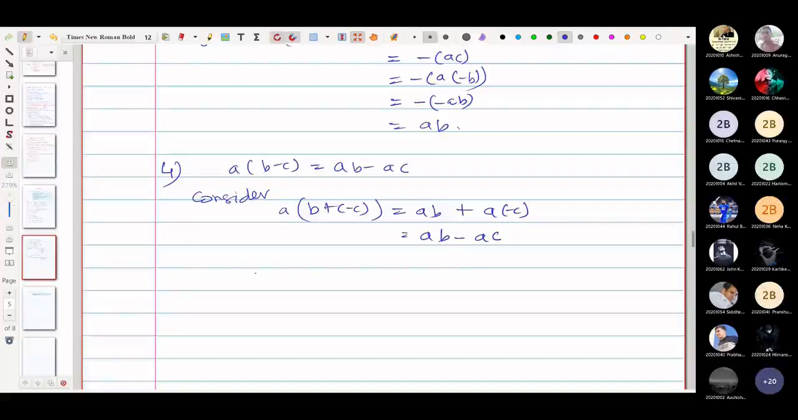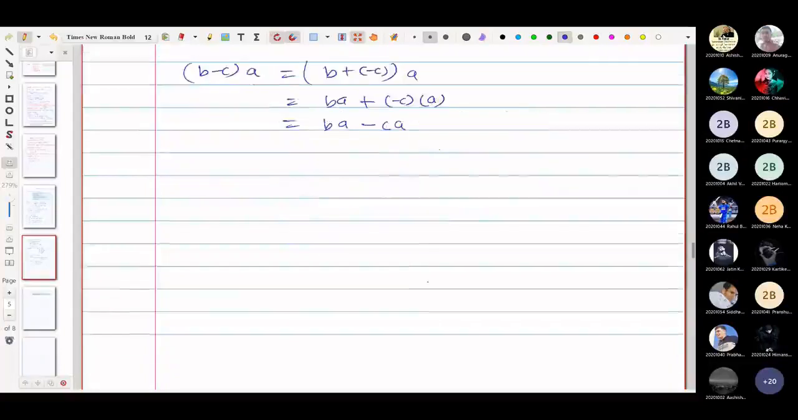So this is done, and then another part also we can do. We can consider B, C and A from the right. We can write B plus minus C, and A from right, and this equals BA plus minus C times A, and from the second property we have minus CA, right? So this proves the fourth part.